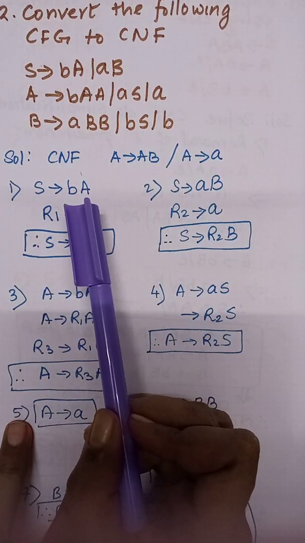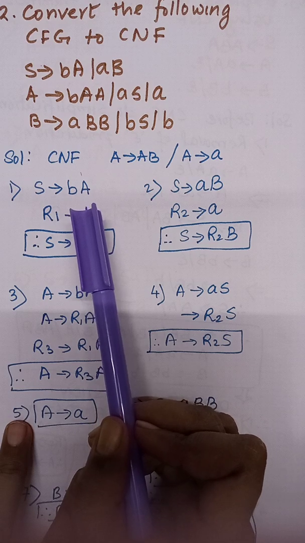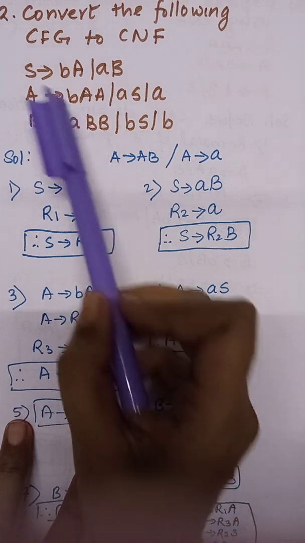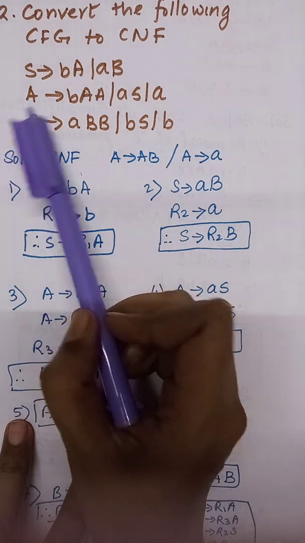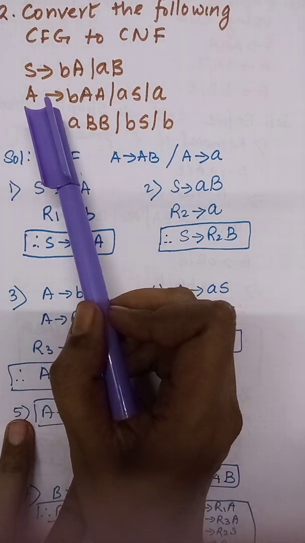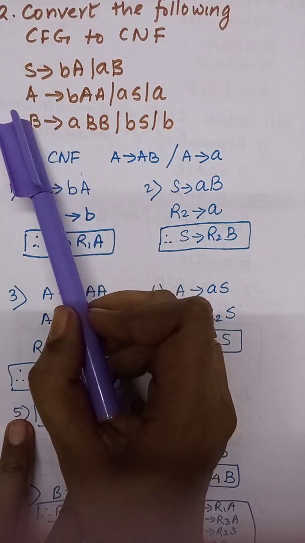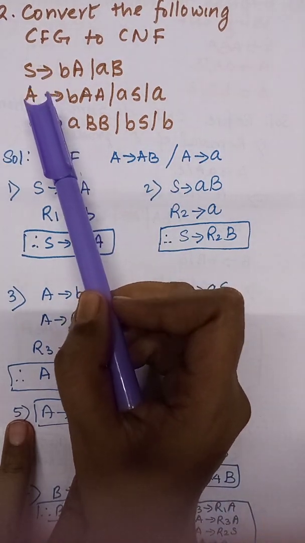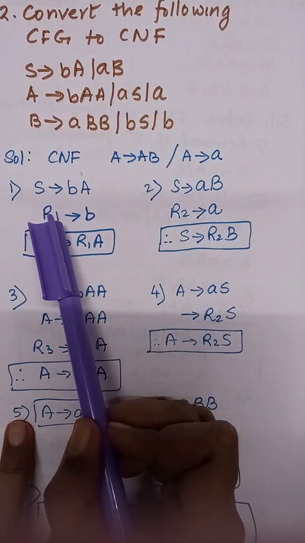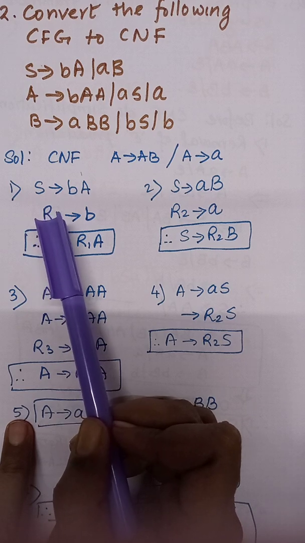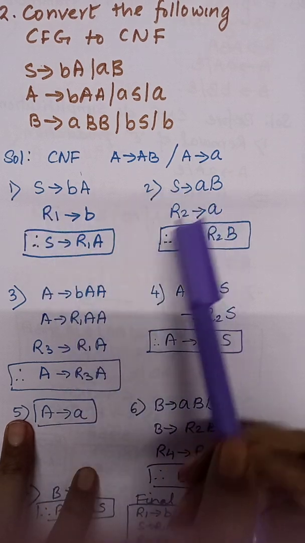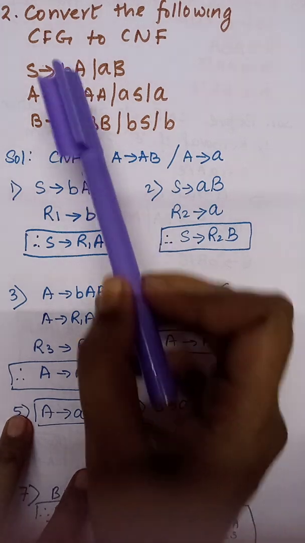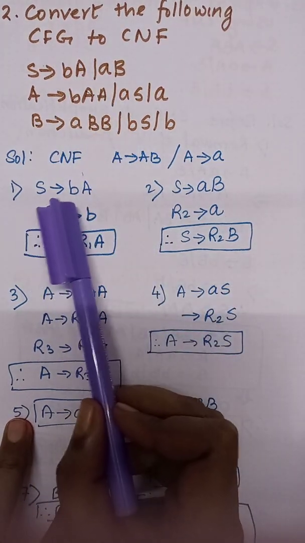Instead of taking non-terminals as A, B, C, here A and B are already given. In the first question we had taken temporary non-terminals as A and B. But here, since the non-terminals are already given, we can start taking the non-terminals in the series of R, like R1, R2, R3, R4, like that. We'll start with BA. S is producing BA.